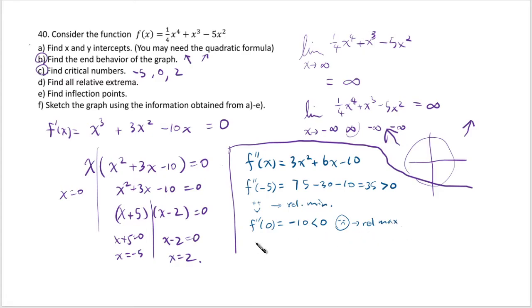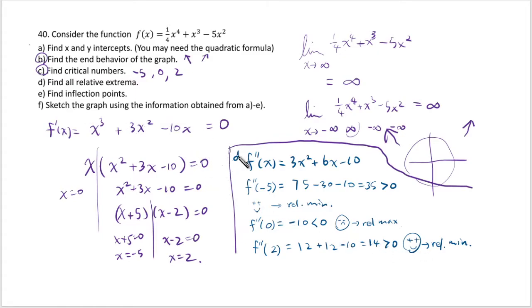Okay, and then f double prime of 2 is 3 times 4, which is 12. And then 2 times 6, that's another 12, minus 10, so that's 24 minus 10, so it's 14, which is bigger than 0. And again, this is a smiley face that gives you a relative minimum. Okay, so you have relative min, relative max, relative min.